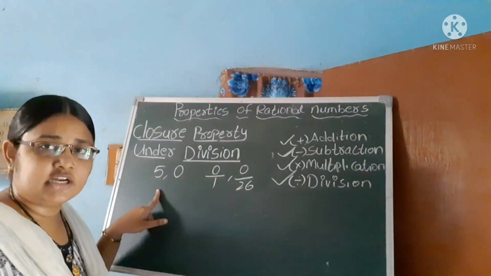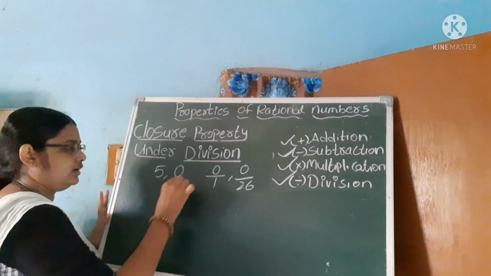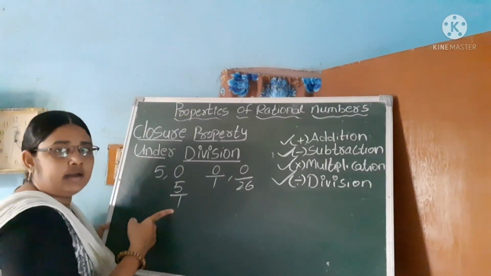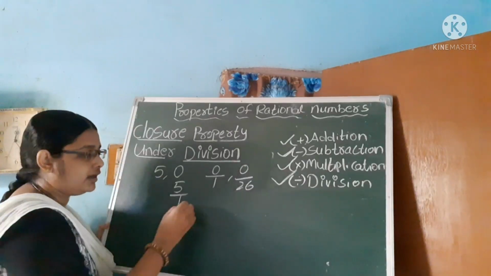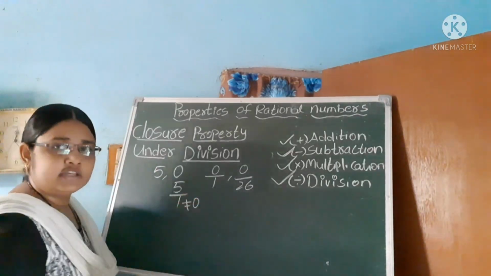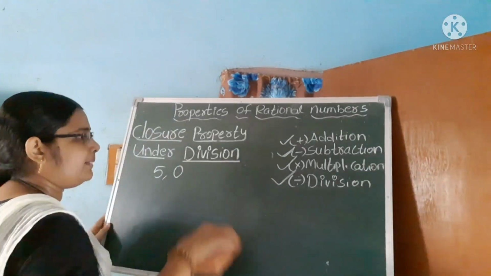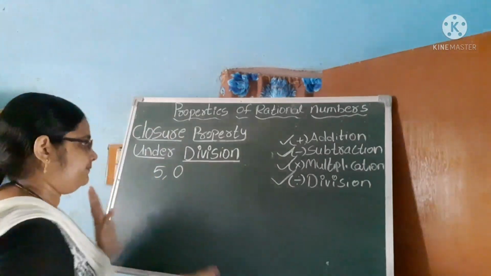Is 5 a rational number? Yes, of course. Write it like this, 5 by 1. So 5 and 1 are integers. It is in the form of p by q and q not equal to 0. Is it clear? Okay, let us apply the binary operation division.